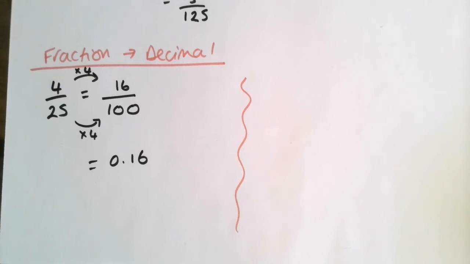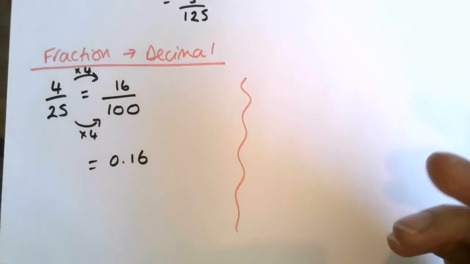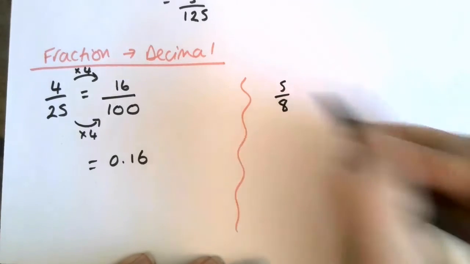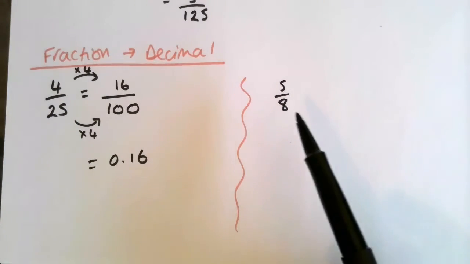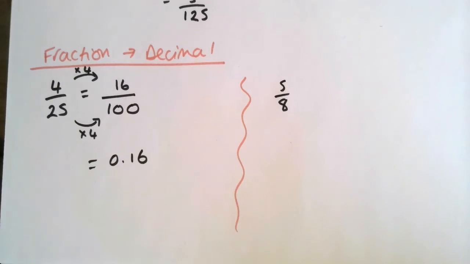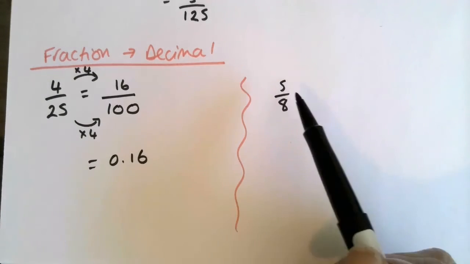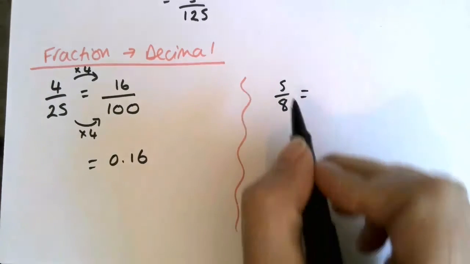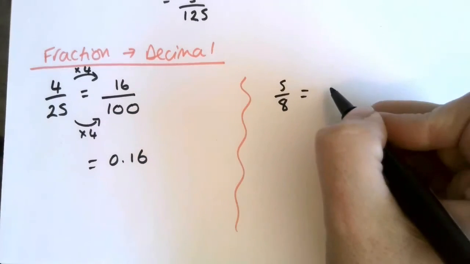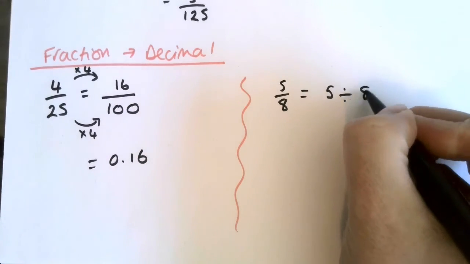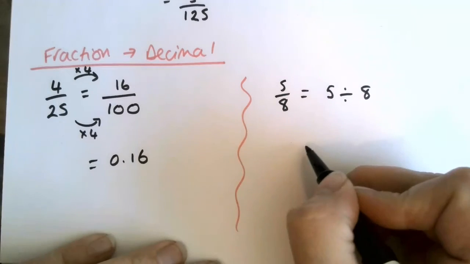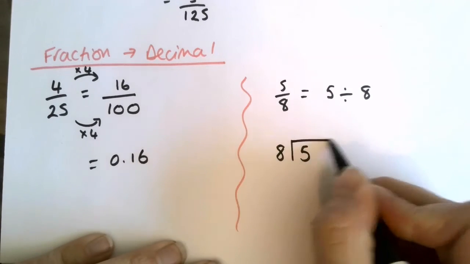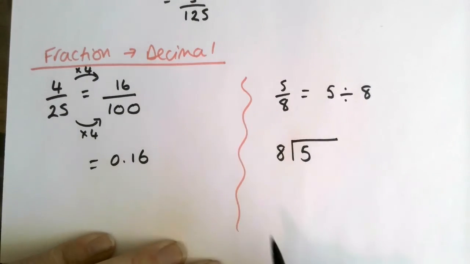The other method is useful if you have a number like, say it was 5 eighths. 8 isn't a number that goes nicely into 10 or 100 or anything like that. So if you end up with a question like that, where you can't change it into a fraction over 10, 100, 1000, whatever, then what you can do is just rewrite this. 5 over 8 means 5 is being divided by 8. So then you can do 5 divided by 8. Be careful you don't do those the wrong way around.